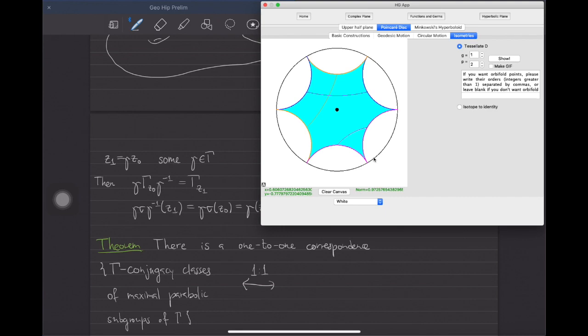with gamma congruence classes of, let's say, parabolic fixed points, let's say parabolic vertices of D, let's say. And if you want to think that D is a Dirichlet polygon, that's fine.